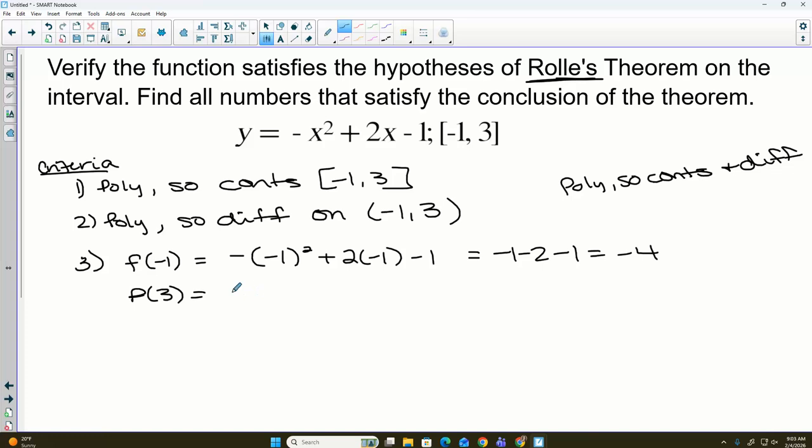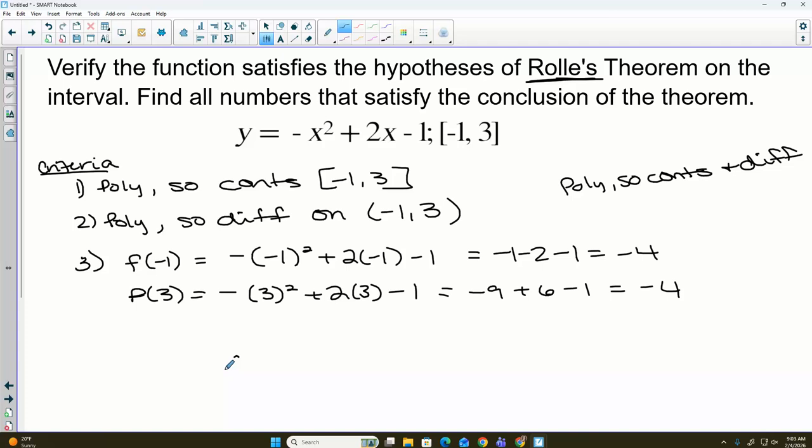Put in a 3. Minus 1 is negative 4. So those are the same. So we met our 3 criteria. Then what does Rolle's theorem tell us? There's a place where the derivative is 0.